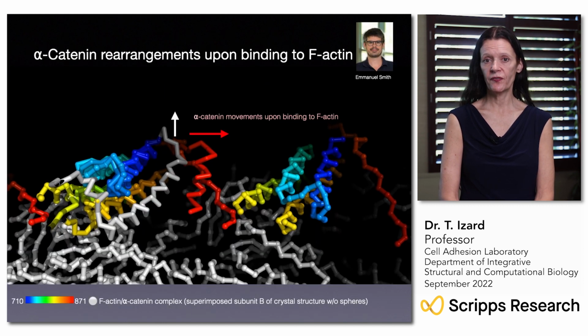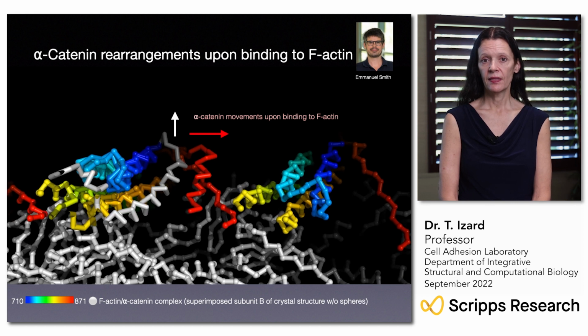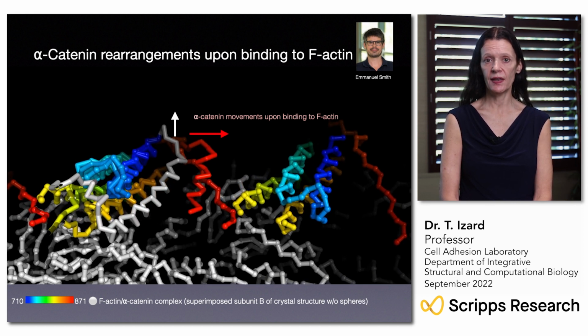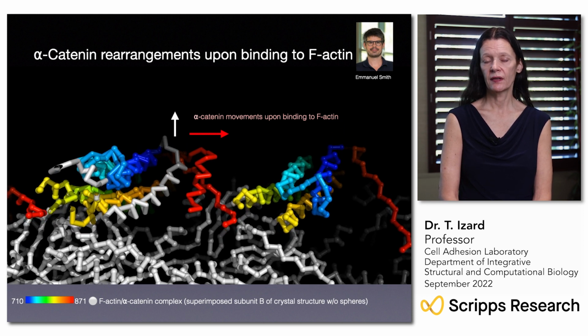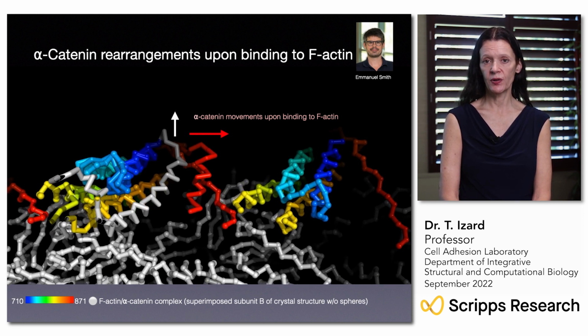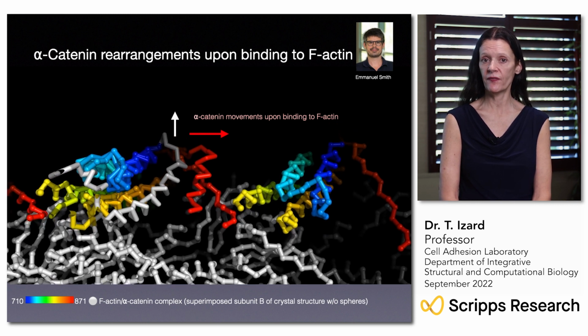This movie shows the effects on alpha-catenin when it binds to F-actin. The red arrow shows the changes in the last alpha-catenin alpha helix, which moves to the right, and the white arrow shows the release of the first alpha-catenin alpha helix upon binding to F-actin.